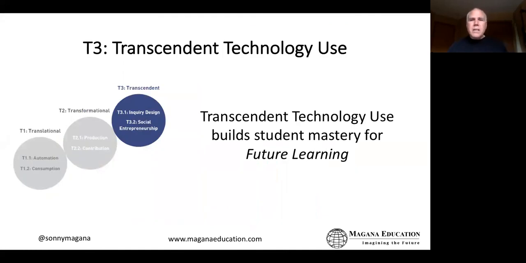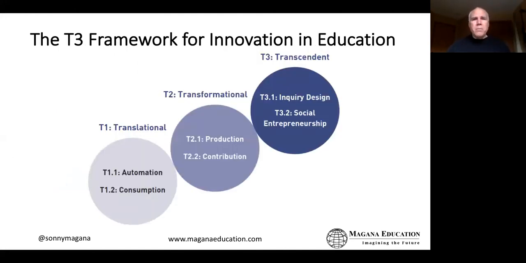See, that's what transcendent technology use does. It builds students' passion and purpose for improving their world by not just seeing education as an end to itself, but seeing their education as a means to an end, a means to making the world a better place, to improving their world. And I think it's arguable that transcendent technology use builds student mastery for future learning by embracing the scientific process of identifying problems, generating resolutions to those problems, testing them, developing technology resources that act as more robust solutions to those wicked problems that matter.